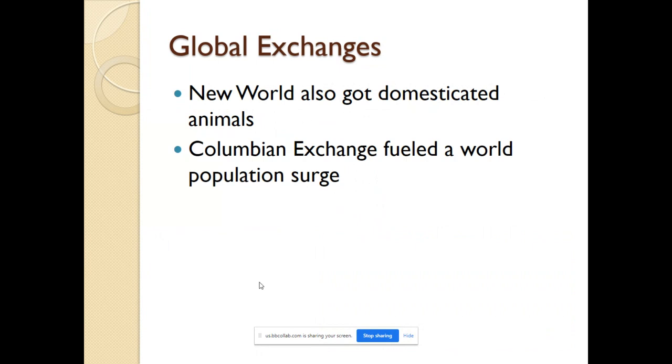Something I didn't mention, the new world also got domesticated animals. Native American groups did not have any domesticated animals. There were llamas and alpacas, and that's it. They didn't have horse or oxen or sheep or goats or dogs or cats or whatever.